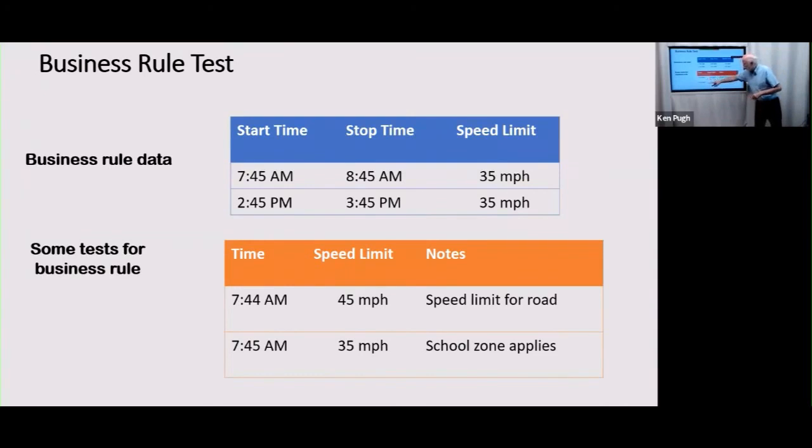Well, at 7:44, it's 45. At 7:44 and one second, should it still be 45? When do we actually turn it to 35? Let's get into the detail. Take care of that misunderstanding right now. So that's our BDD, where our triad gets together.